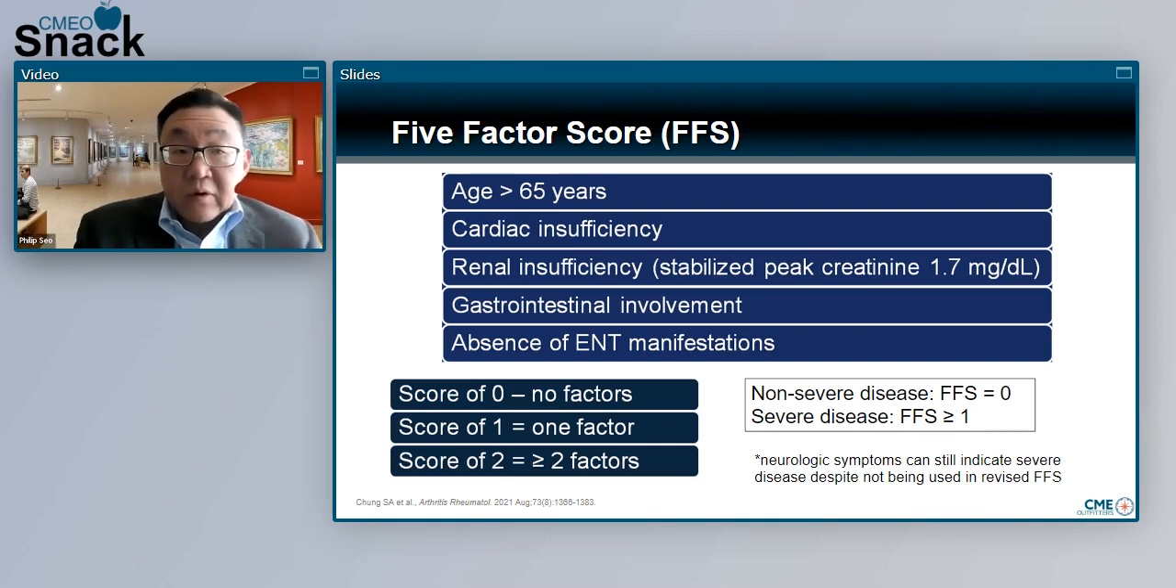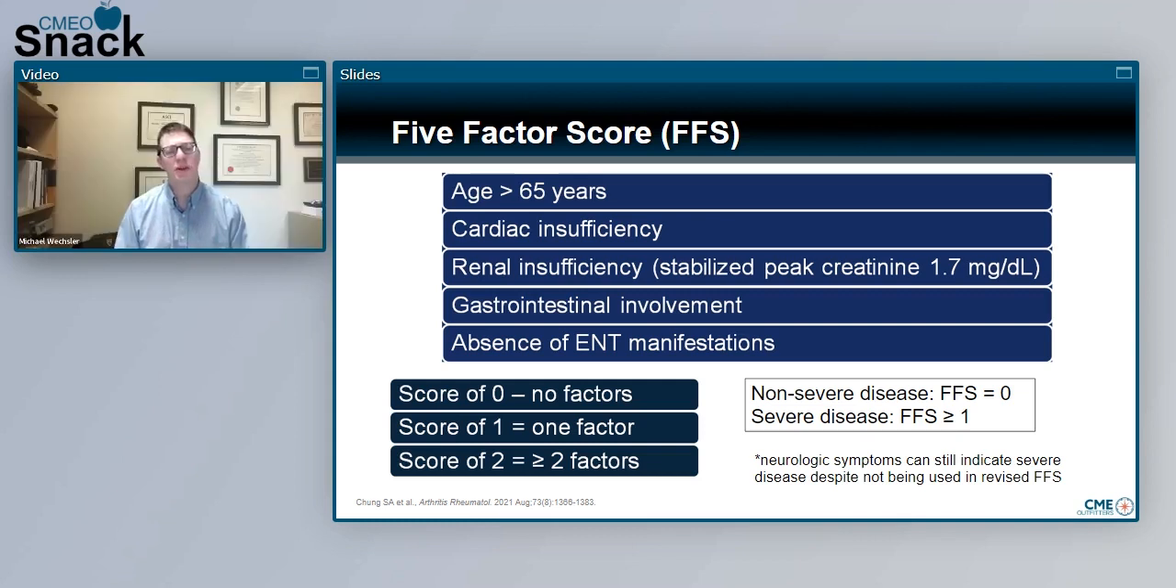Having a five-factor score of 1 is where things start getting more serious. Those are the patients who really need to be treated with more aggressive therapies because they have a higher mortality. And in fact, the 5-year mortality for a patient with a five-factor score of 1, regardless of the form of vasculitis, is about 20%. So it's pretty significant.